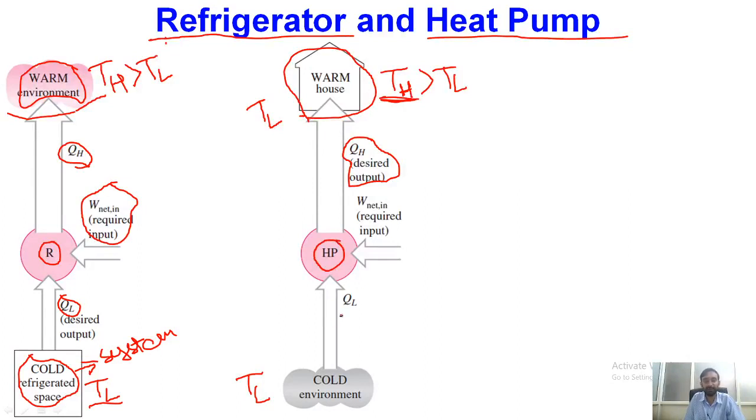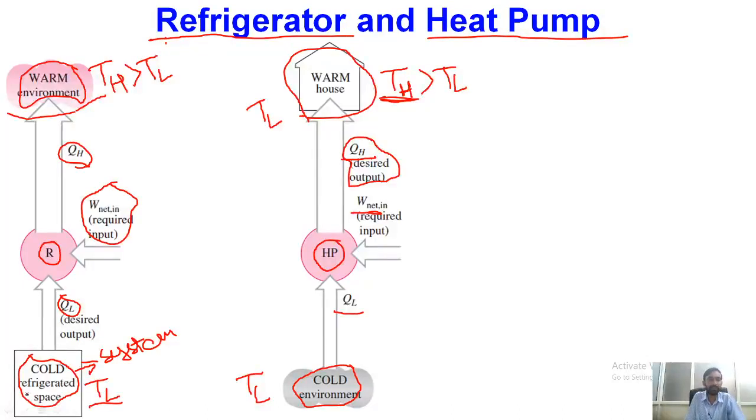So for this heat pump, this is our cold environment which is having temperature TL. From this environment we are taking QL amount of heat and then adding W amount of work, and in total it results in QH amount of heat which is added to the house. Okay, so if you try to see, the principle of operation for both refrigerator and heat pump is identical. The only difference comes in our objective.